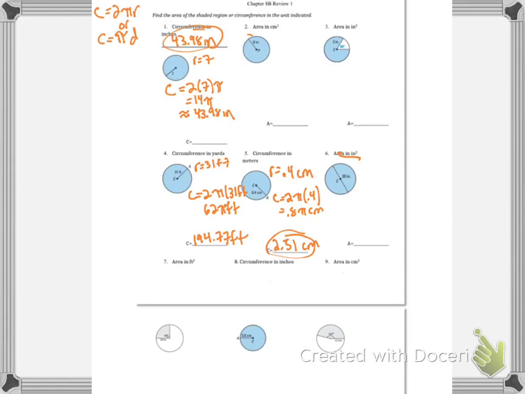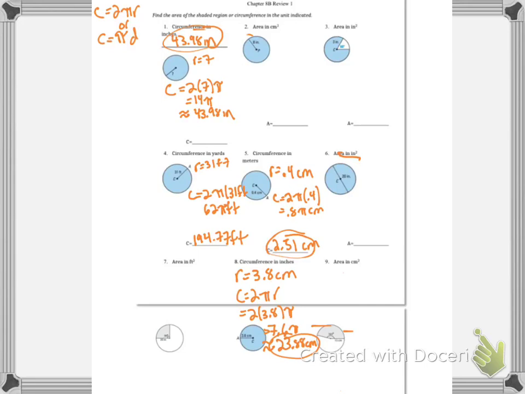Okay, and then the last circumference one for this page is down here. You see the radius here is 3.8 centimeters. So circumference is 2 pi r. That's 2 times 3.8 pi. 2 times 3.8 is 7.6 pi. So you're going to put that in your calculator, which is approximately 23.88 centimeters. Okay, so those are all the circumference problems on this page. Remember, circumference is the perimeter of the circle.